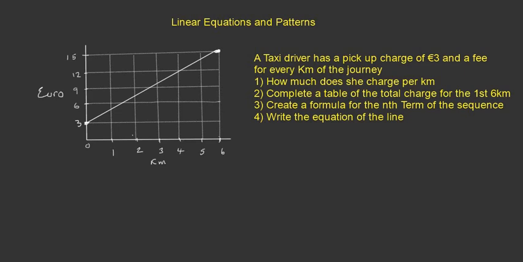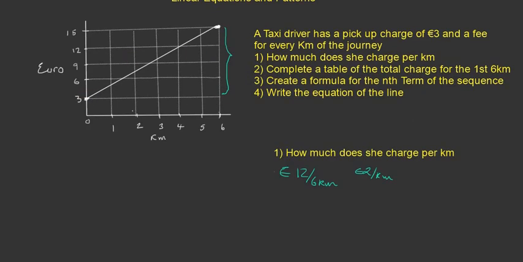6 kilometres, €15. But I don't include this €3 because that's a pickup charge. It's nothing to do with the distance that she's travelled. So therefore she's going to be charged €12 for 6 kilometres. And when you work that out per kilometre, it's €2 per kilometre. That's the first part. The second thing says complete a table of the total charge for the first 6 kilometres.